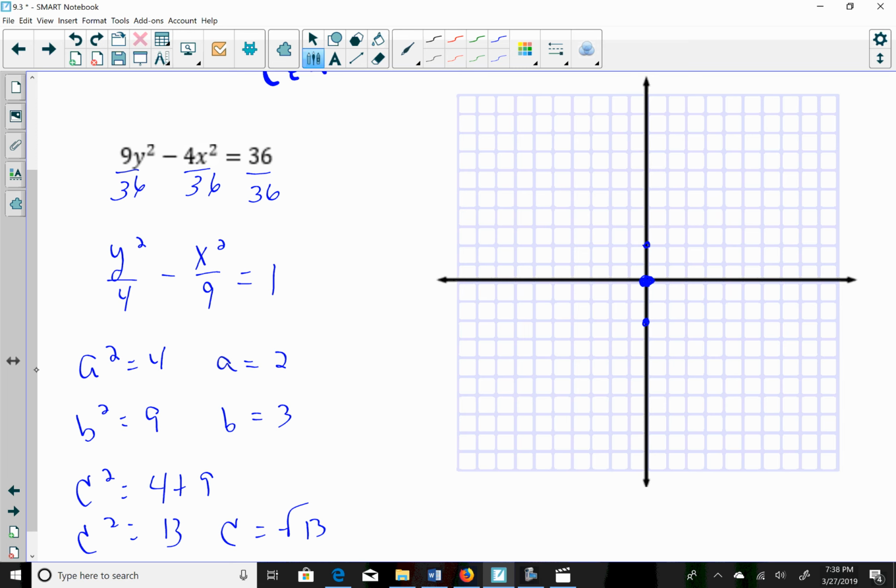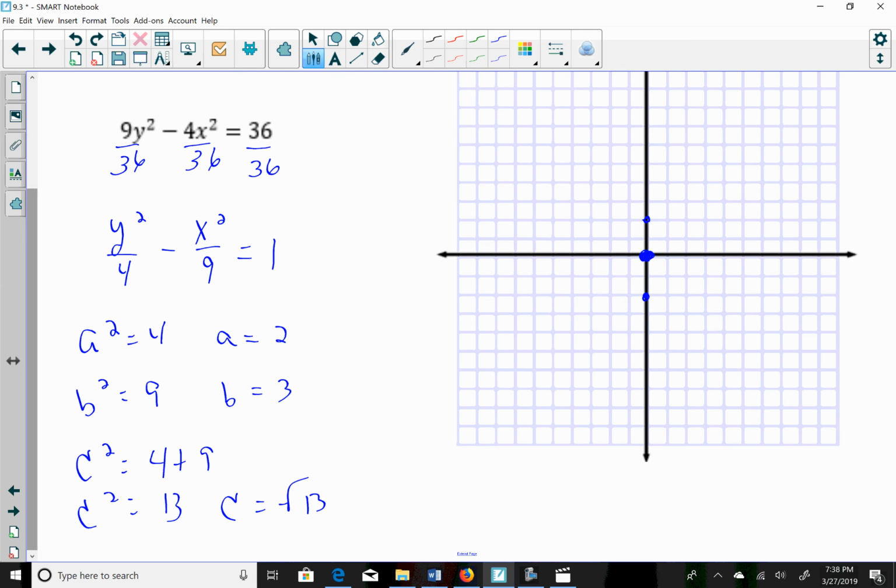So why don't we write the ordered pairs for our vertices in case we didn't have a nice graph. So my vertices, and I'm only going to have one set for hyperbola. My x coordinate is going to stay the same, so that's going to stay 0. My y coordinate is going to go up or down a, which is 2. So my vertices are going to be 0, 2, and 0, negative 2. And I've already plotted those there.